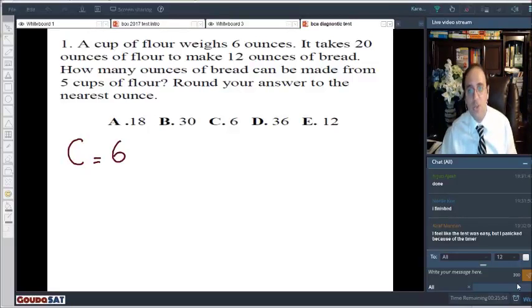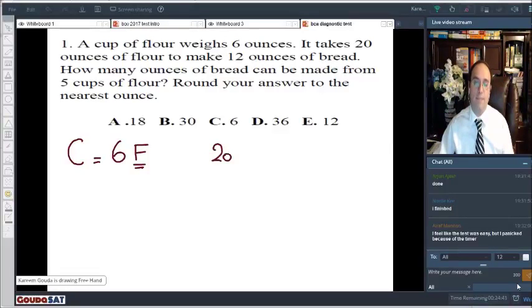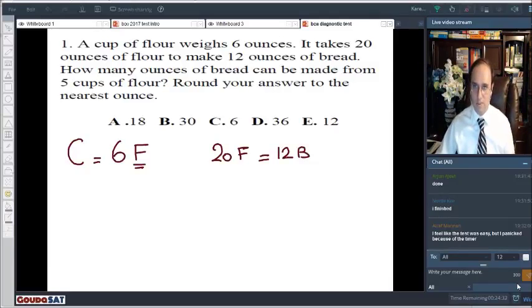It takes 20 ounces of flour to make 12 ounces of bread. Oh, so I have a lot of ounces here. So don't write the word ounce so you don't mix up. Okay? But rather say a cup of flour weighs 6 ounces of flour. So I'm going to call it 6F. It takes 20 ounces of flour, so 20F, to make 12 ounces of bread, so 12 bread. Okay? I just ignored the word ounces because it's in all of them.